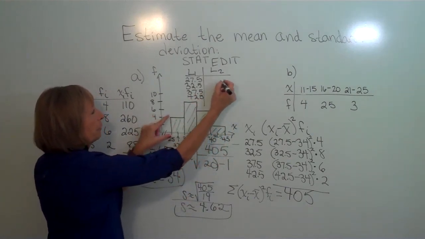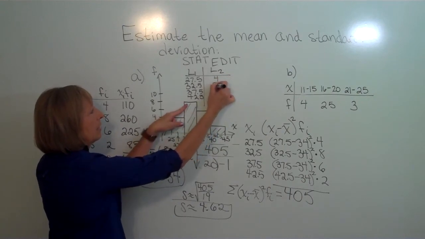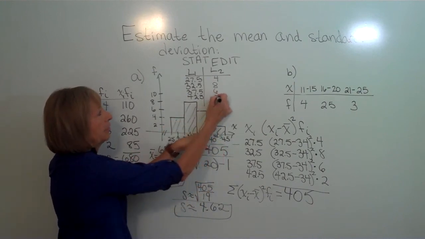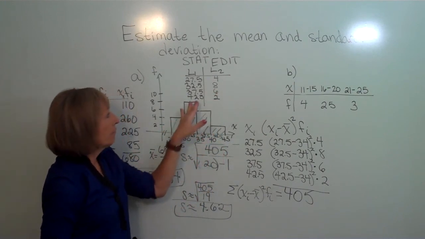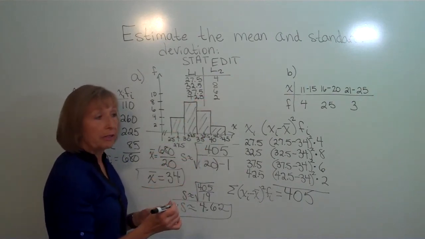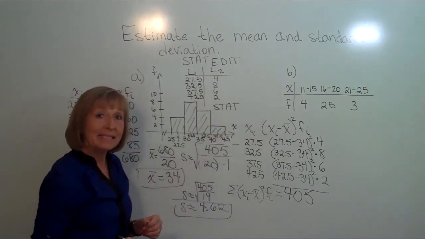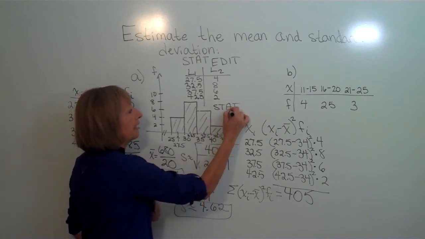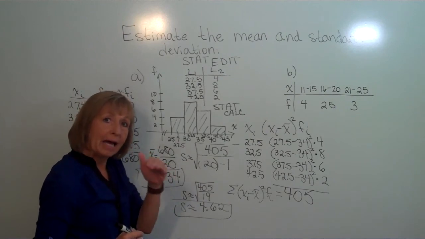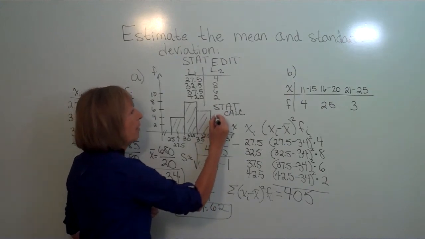And then in L2, we're going to put the frequency. So we're going to put 4 across from the 27.5, 8 across from the 32.5, 6 across from the 37.5, and 2 across from the 42.5. Now, the next thing you're going to do is push the Stat button again. But this time you're going to cursor over to Calculate. And the very top choice after you push the Calculate option or cursor to it is 1-Var Stats.